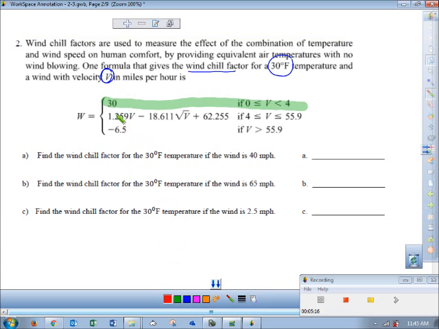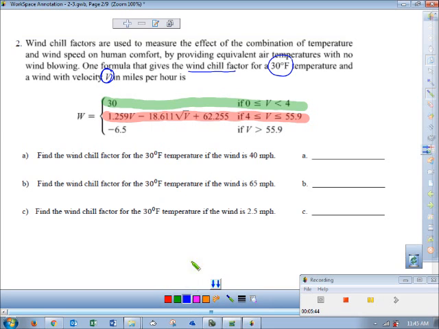Then here in the red piece, we've got this big old honker of a function in this situation, but that only works if the wind speed is greater than or equal to 4. So notice that the 4 counts in the red one, it doesn't count in the green one, and less than or equal to 55.9 miles per hour. So basically, this is the main function right here, because when the wind is bigger than 4 and less than basically 60 miles per hour, that's the equation that we'll use.